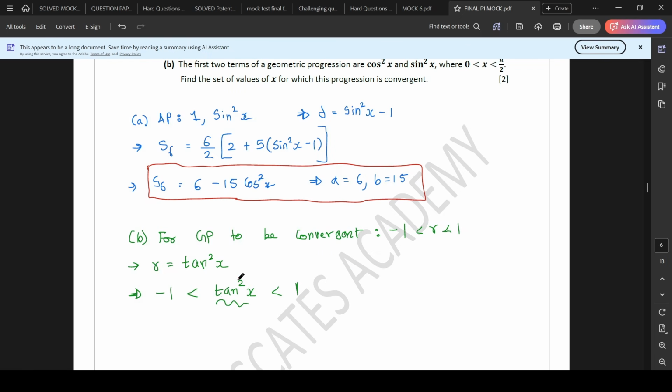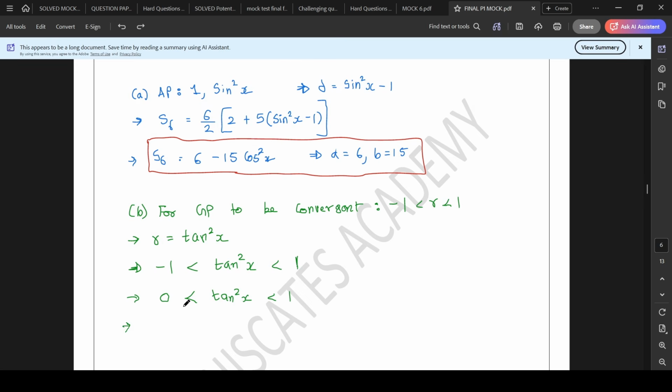Now, if I'm squaring any value, can it ever be -1? It can never be -1. The minimum value that tan square x can take is 0. So this is the same as writing 0 less than tan square x less than 1, because there are no values in between -1 to 0 that tan square x can give you as output. So I'm cutting the -1 to 0 values, and this is the new version of the same thing. Now, if I take the square root on each side, I'll have 0 less than tan x less than 1.